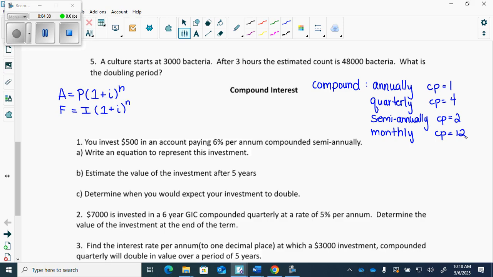So when we use this formula, we are actually dividing the I by the compounding periods because we have to find the interest per compounding period. And our N is being multiplied by compounding periods because we have to know the total number of them. So that's important.